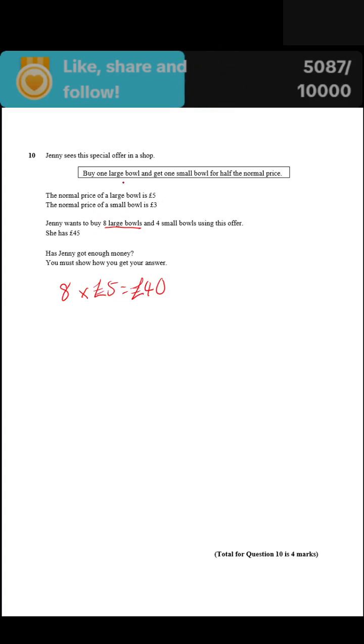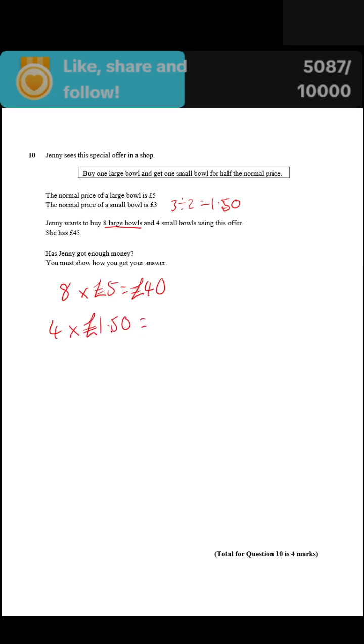The next step is if we buy 1 large bowl, we get 1 small bowl for half the normal price. If we've bought 8 large bowls, in theory, we could get 8 small bowls for half price, but we don't want 8, we just want 4 of them. So it's going to be half of this price. Half of 3 is 1.5, so in terms of money, £1.50. So we've got 4 times by £1.50.